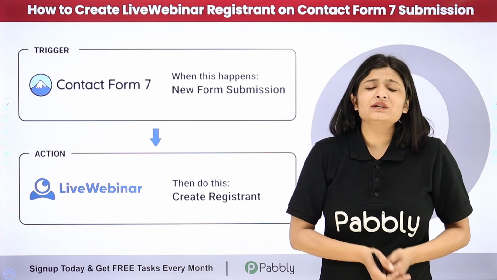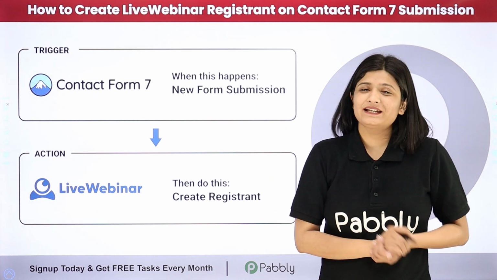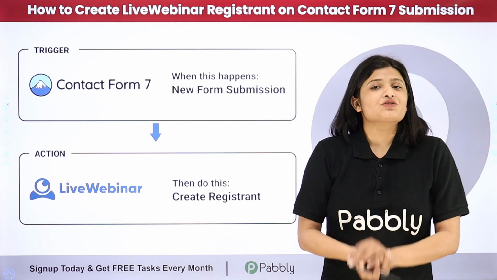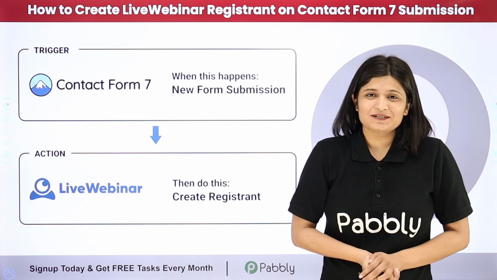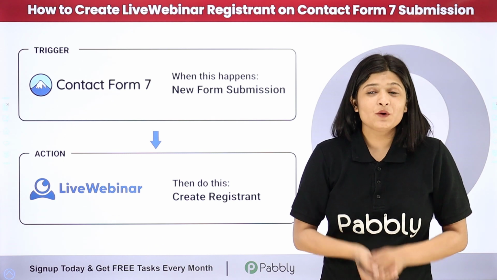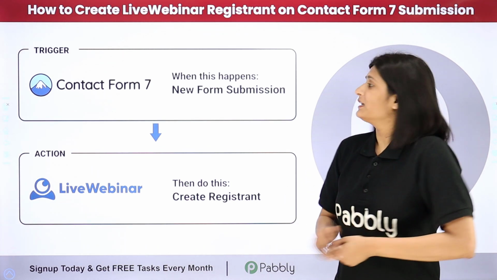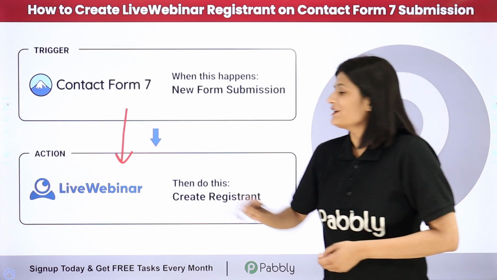Now doing this manually will be a very tedious and time-consuming task, so I'm going to completely automate this process, and to do this automation, I'm going to use Pabbly Connect. Pabbly Connect is an amazing automation and integration software which requires no coding or programming skills. Here I just need to build a connection between Contact Form 7 and live webinar.